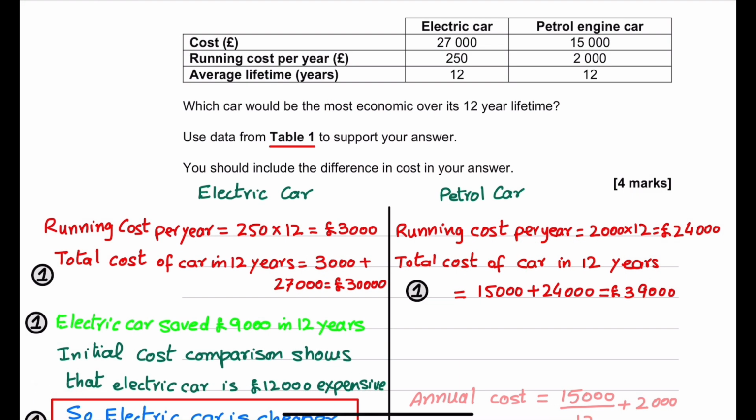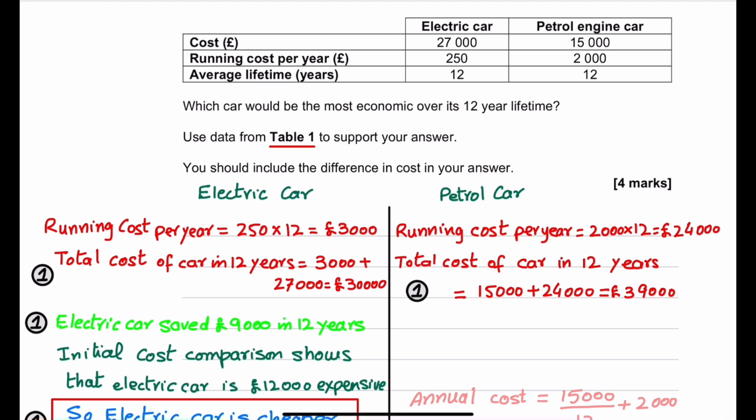We know that the running cost per year is 250 and for 12 years for the electric car is 3000. The total cost of the car after 12 years is 3000 plus the initial cost which is 27,000. The total cost after 12 years is 30,000 pounds. The running cost for the petrol car is 2000 per year. So 2000 times 12 is 24,000, whereas initial cost for the car is 15,000. Therefore, the total cost of the car after 12 years is 39,000.